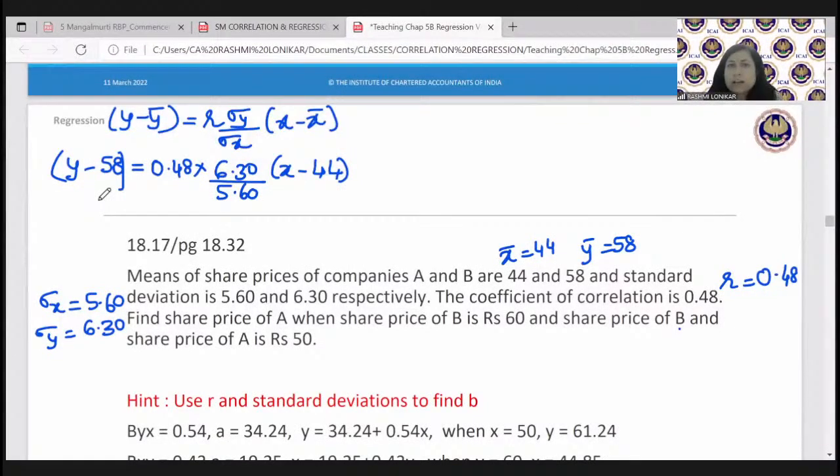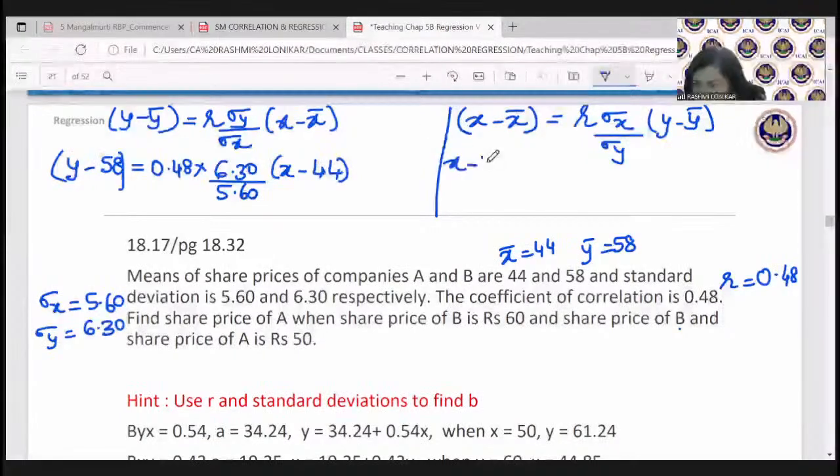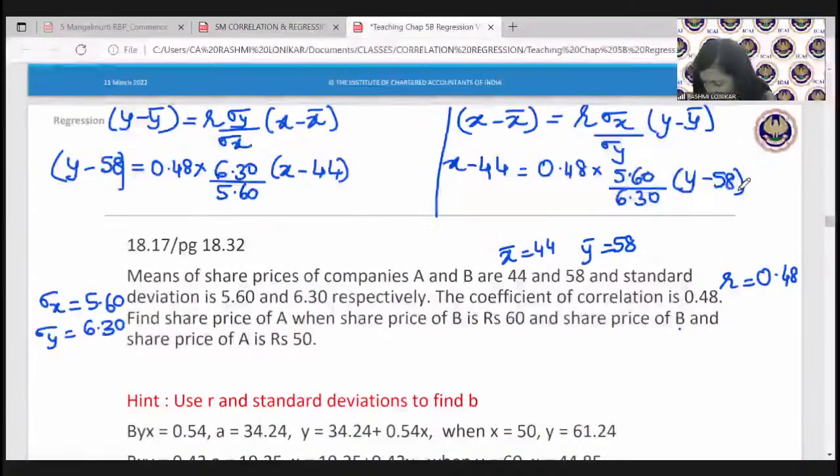I typically use that method. I find out B, I find out A, so that I don't get confused. I am able to solve it like this also. Here also you will be doing the same calculations and getting the same result. Okay. And for x, line of x on y, x minus x bar is equal to r sigma x upon sigma y, y minus y bar. Okay. X minus 44 is equal to 0.48 into sigma x is 5.6 upon 6.30, y minus y bar, and y bar is 58. Okay. So either of these you can use and you will get the same result. Clear everybody? I hope there is no confusion now.